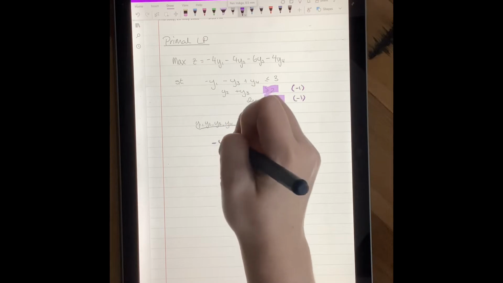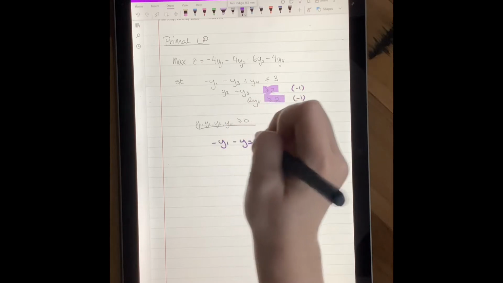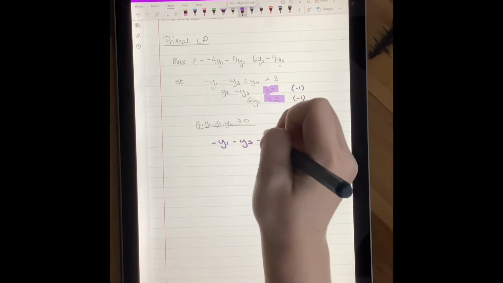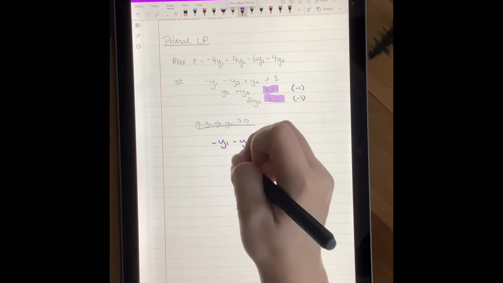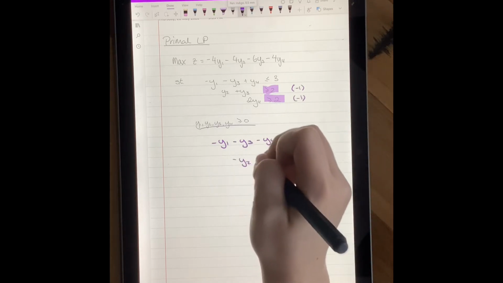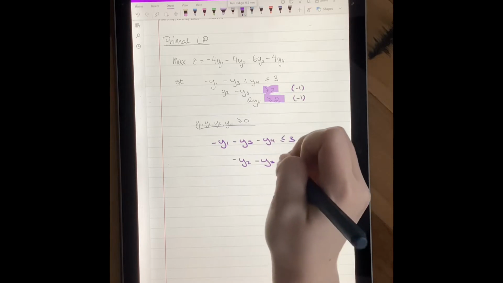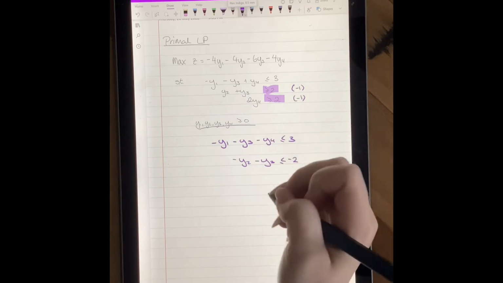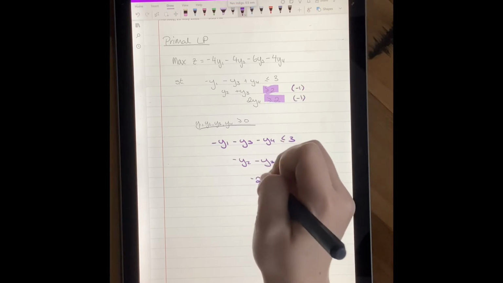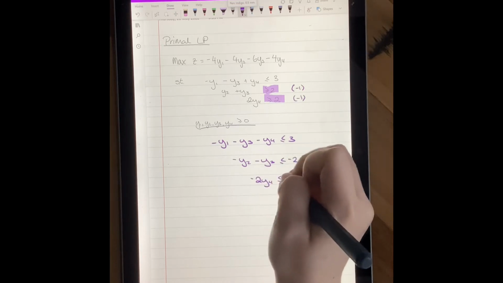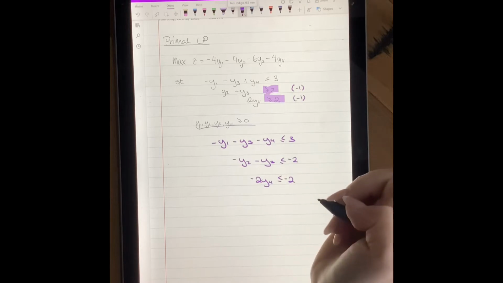So we now have -y3 - y4 <= 3. Negative y2 minus y3 less than or equal to -2. And we have negative 2y4 less than or equal to -2.